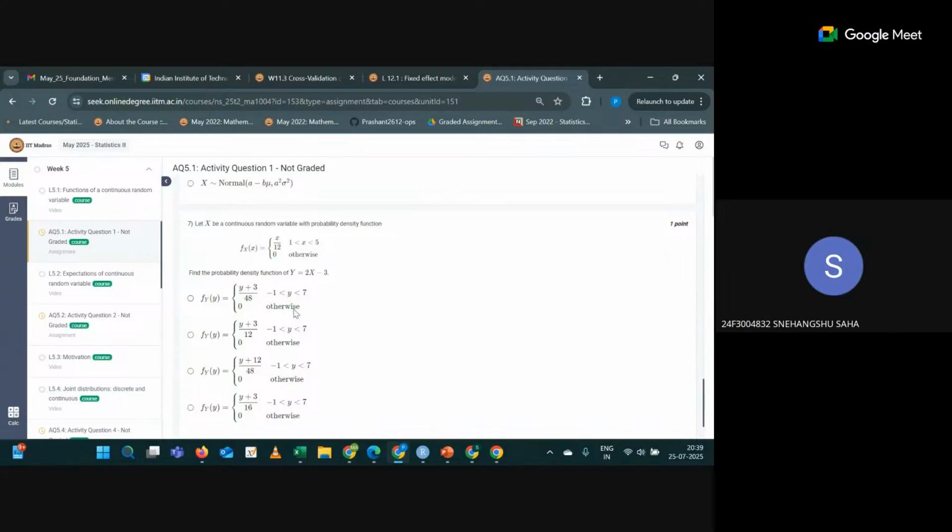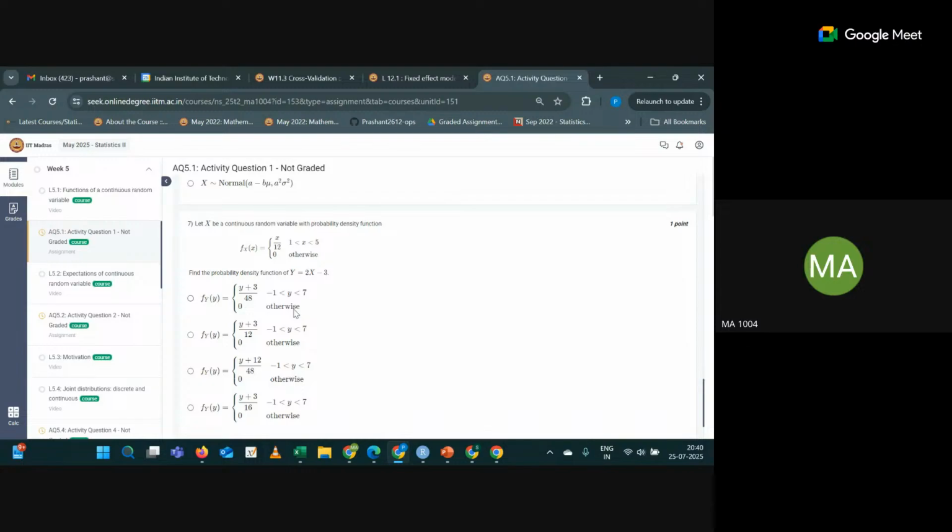What was your approach? 1 by a, f_X of (x minus b) by a. That is the formula. First of all, you have to see whether this is monotonic or not. Yes, it is monotonic. It's a straight line. Straight line, okay.